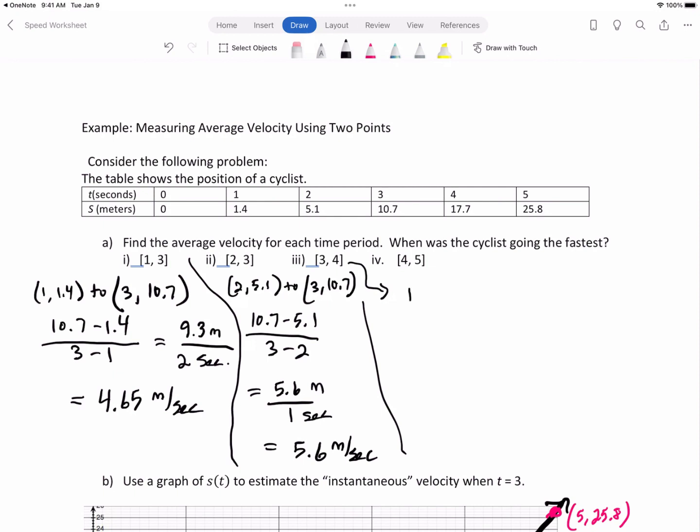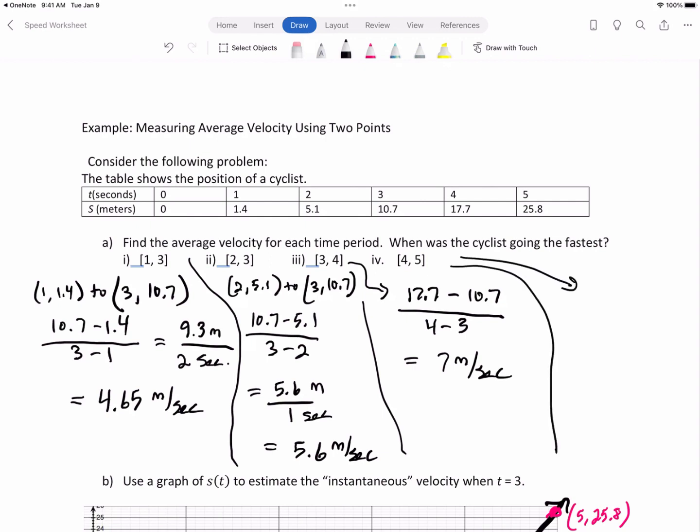Okay, welcome back. For the interval 3 to 4, we would take the y values, which are 17.7, subtract 10.7, and below we subtract the t values, 4 minus 3. We end up with 7 meters per second. For the interval 4 to 5, likewise 25.8 minus 17.7 for the y values over 5 minus 4, we get 8.1 meters per second. I hope you did well on that.